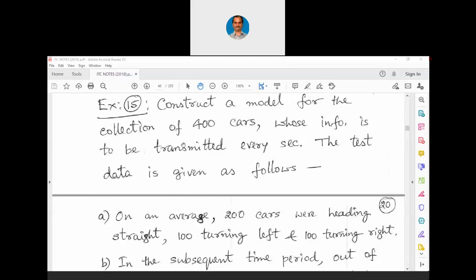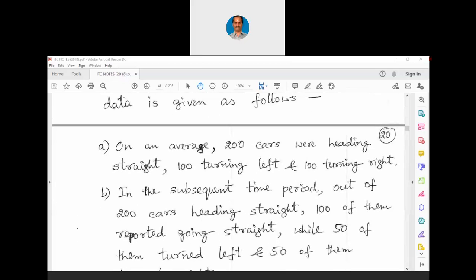So construct a model for the collection of 400 cars whose information is to be transmitted every second. The test data is given as follows.